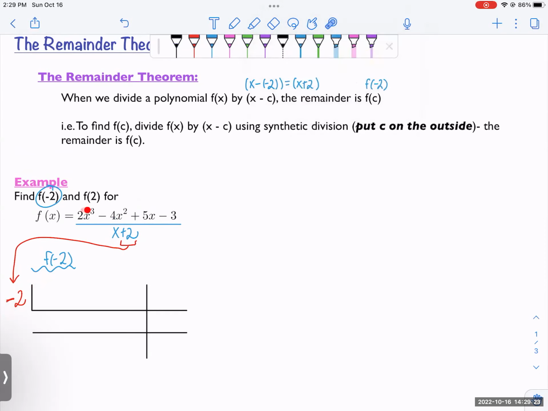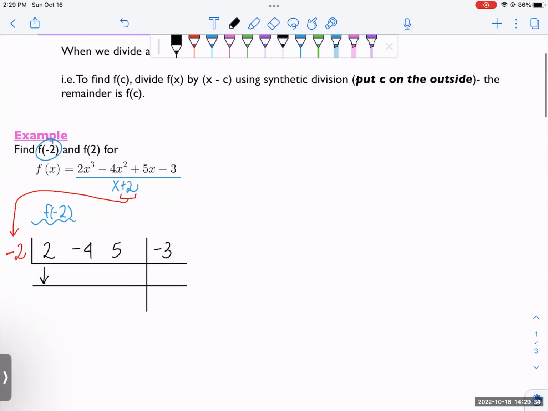Anyway, let's take our coefficients. We have all powers of x. -3 is the last. We have 2, -4, and 5. Pull the 2 down. 2 times -2 is -4. -4 minus 4 is -8. -8 times -2 is +16. 5 plus 16 is 21. 21 times -2 is -42. -3 minus 42 is -45. What that means is that f of -2 is equal to -45.